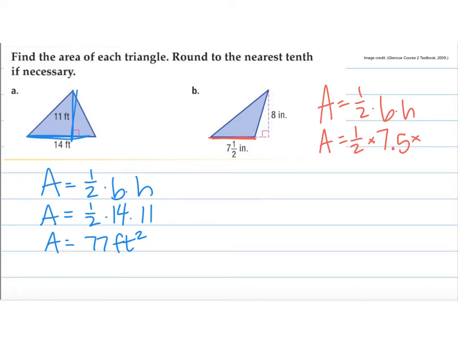Now, the height, they're showing it outside of here, which is fine, but it's got to make that 90-degree angle. So we are going to use that 8 for our height. So now when we times all of that together, the area equals 30 inches squared.